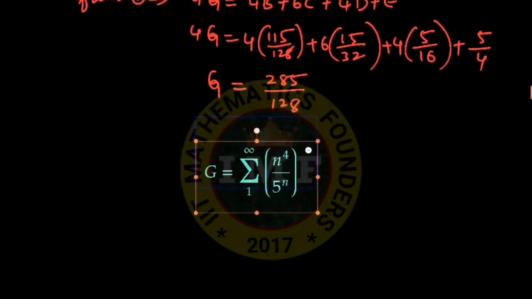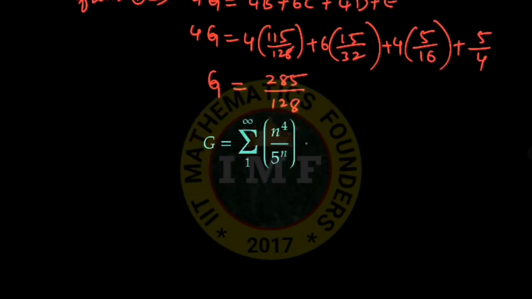G is our question. Therefore, the value of our question equals, sorry, it is not 128, it is 285 by 128. So this is the final answer for the given infinite series. Thank you guys. Thank you for watching this video.